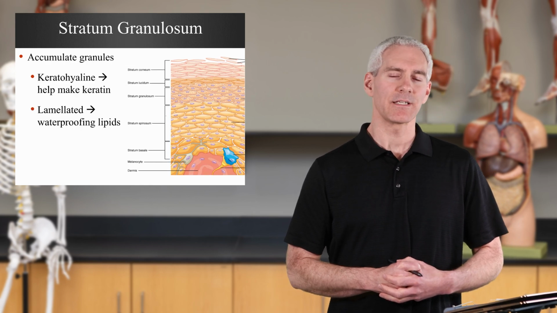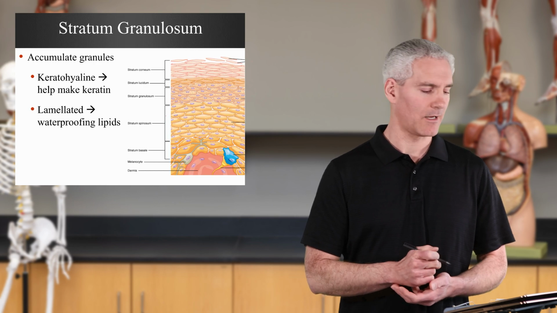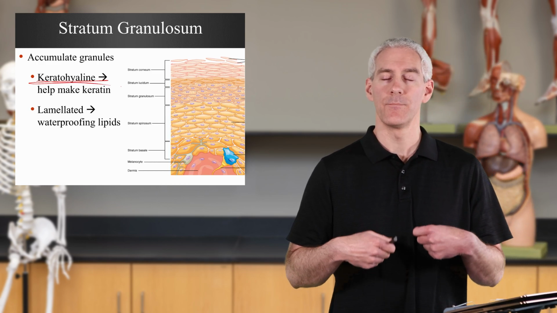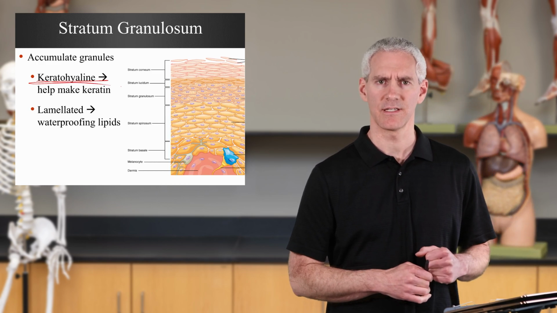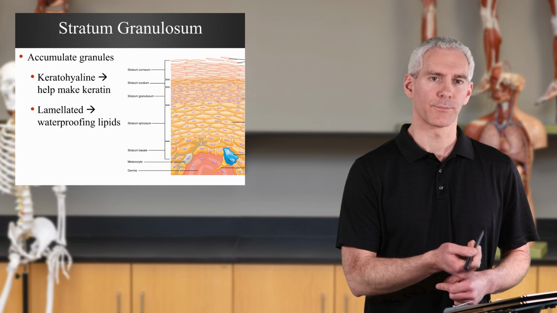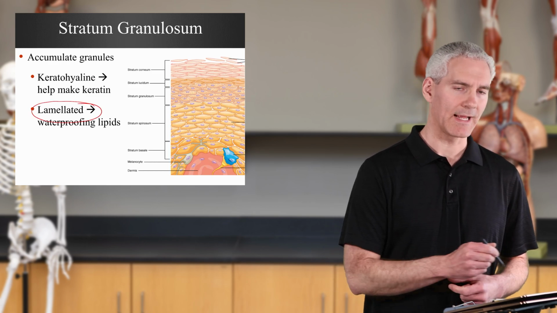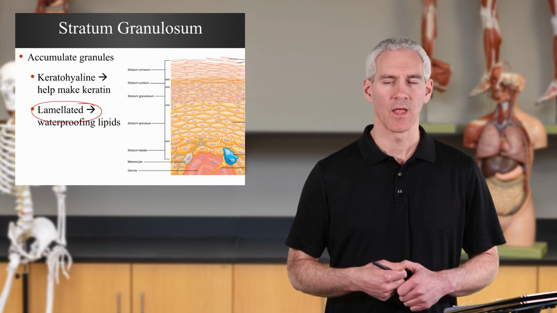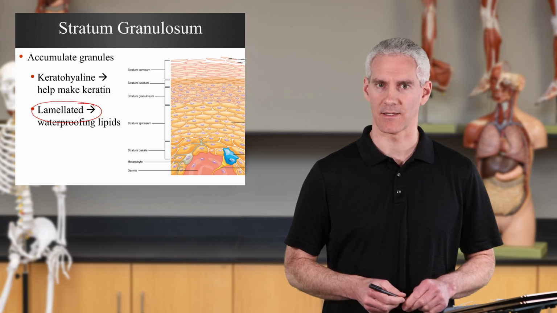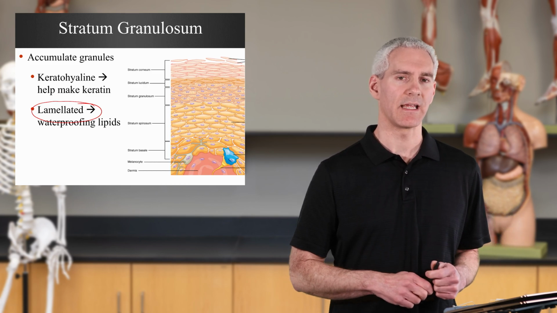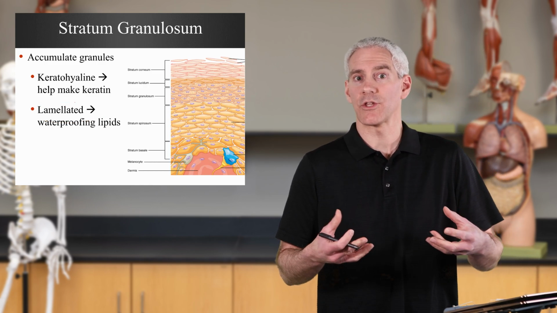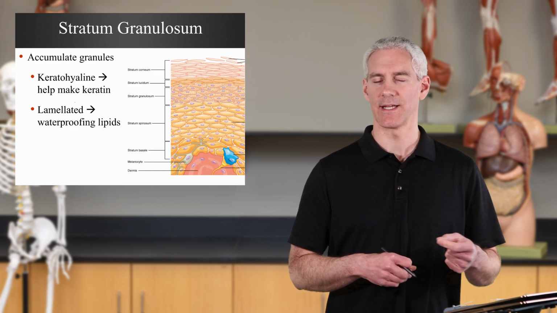Then as you get to the top of that stratum granulosum, you'll have this keratohyaline. The keratohyaline is helping to make more keratin. So you already have that in the keratinocytes. You're making more. You're also adding in more of a waterproofing aspect. You're going through this lamellation process. The lamellation process is going to help to create a little more waterproofing in your cells. So you have a little more increase in lipid concentration inside the cells. Now, this is all what's accumulating in place of those granules that are dying off.